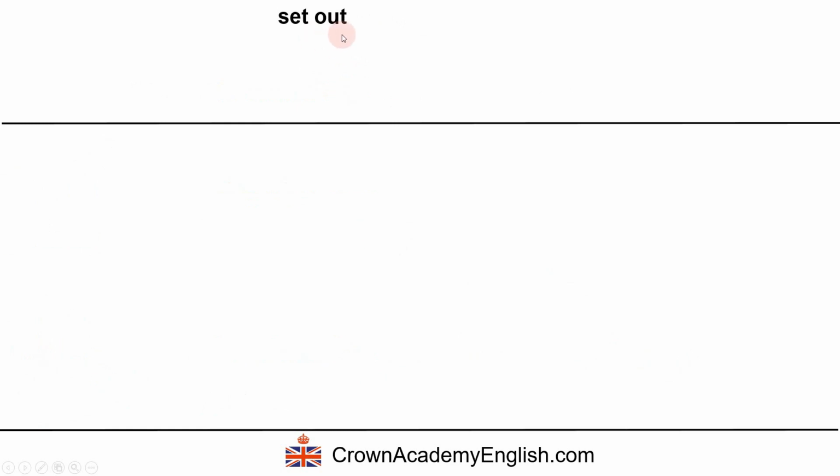Set out. And this takes the form, we set out to do something. And this means that we aim to do something. So this means we use this to describe our objective. Why we are doing something. What are we trying to do? What is our goal? What is our objective?